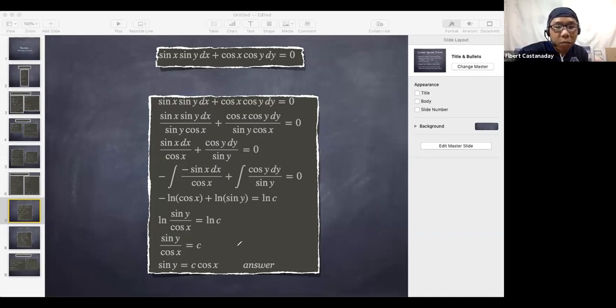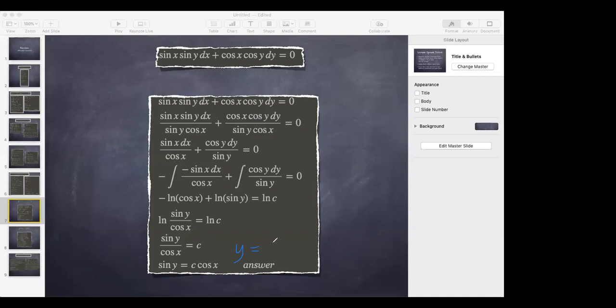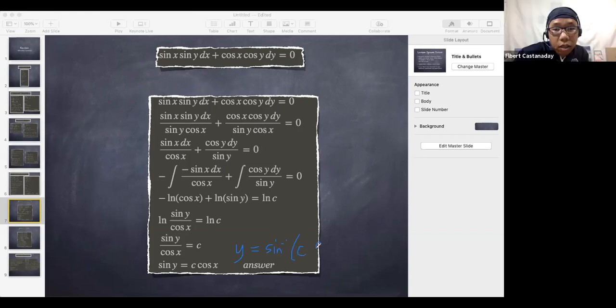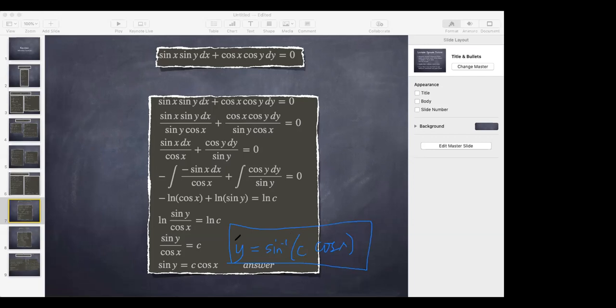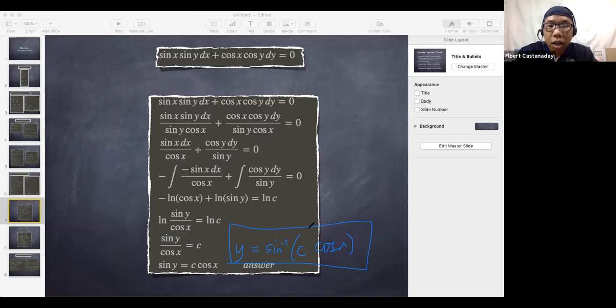So magiging ano siya, guys? y is equal to, kunin mo yung inverse nito, right? So magiging arcsine siya, arcsine of c cosine of x. Okay, so ito, solving for y kapag ganun yung case. Thank you po, sir. Any other questions? So ito lang yung mga other forms of your answer. If you're asked to solve for y, you can express into this format.